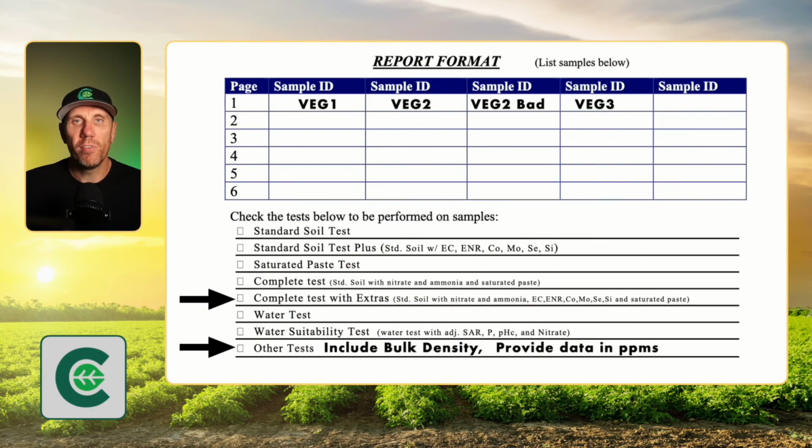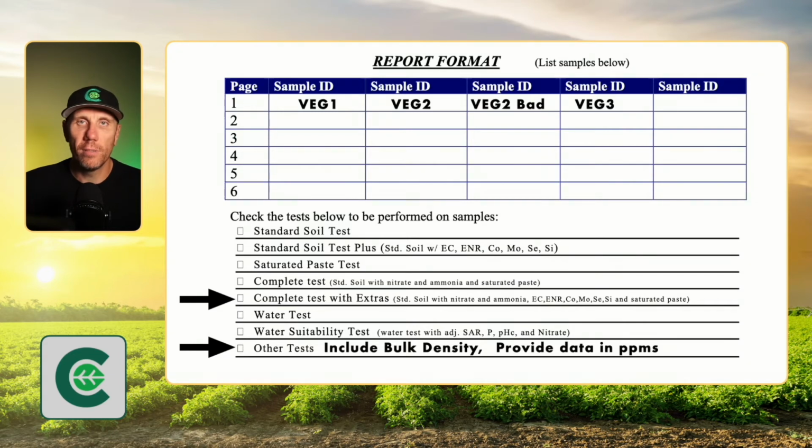I feel the most valuable set of tests is the complete with extras. This test will give you the Mehlich 3 and the saturated paste test along with trace minerals and nitrogen. And again, by far the most important data point is the bulk density to anchor the values on the soil test. This will also help you with making very accurate amendment recommendations and making sure that you're correcting your soil in a positive fashion.